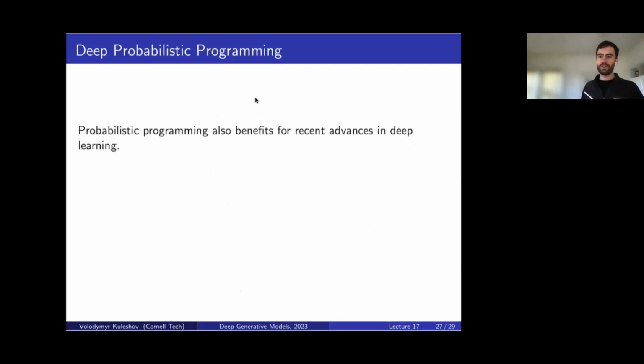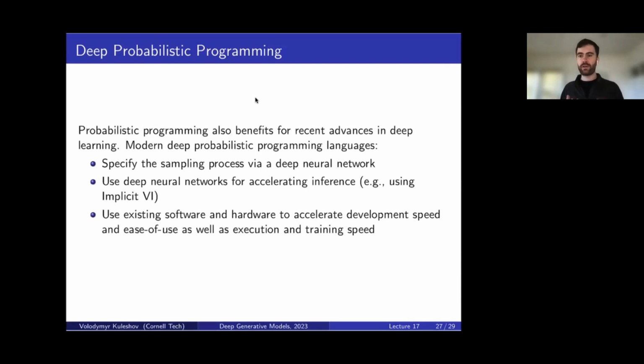And again, I want to draw connections between deep generative models and deep learning and this field of probabilistic programming. All of these techniques that we have learned in the class can be used to improve probabilistic programming as well. So for example, we can specify the model using deep neural networks, right? We could be using neural nets as part of our basic primitives for specifying distributions or specifying probabilistic models. We could also use neural networks to accelerate inference. For example, implicit variational inference and black box variational inference.